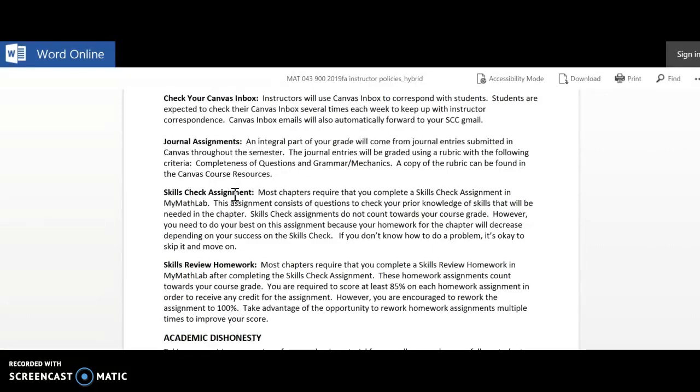Now, recall what we were just saying about the skills check assignment. The previous one, the skills check, anything you do there will reduce the amount of homework that you have. So you may not always be starting at a 0 on that homework. You'll probably have some sort of score. You'll work to at least 85%, but we highly encourage that you work to 100%. You can rework the skills review homework as many times as needed to improve your score.